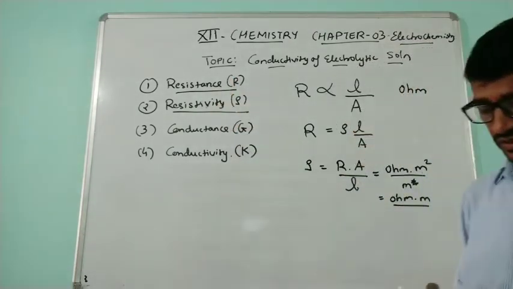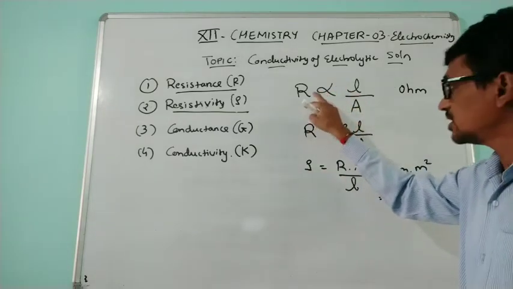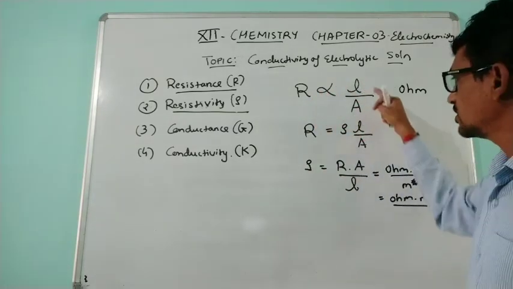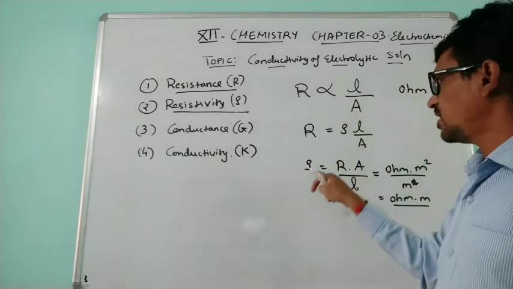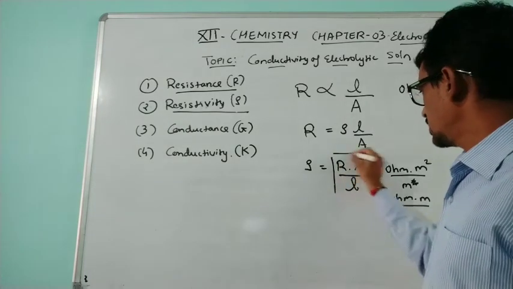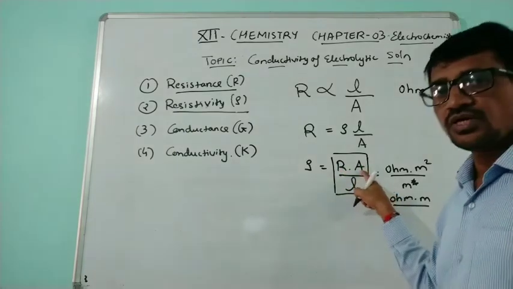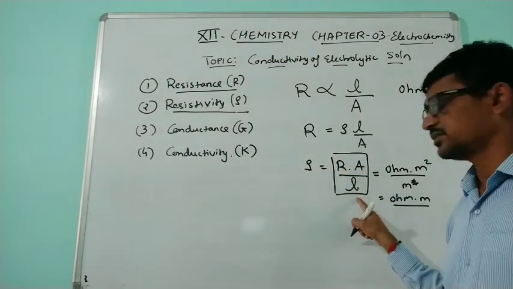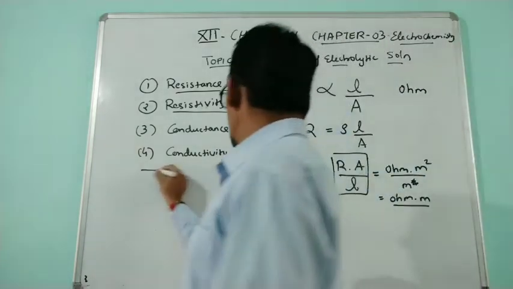In terms of resistance, I revise again: resistance is directly proportional to length and inversely proportional to cross-sectional area. From that we find the specific resistance. Specific resistance is nothing but the resistance of a wire of unit cross-sectional area and unit length. Then it is known as specific resistance.